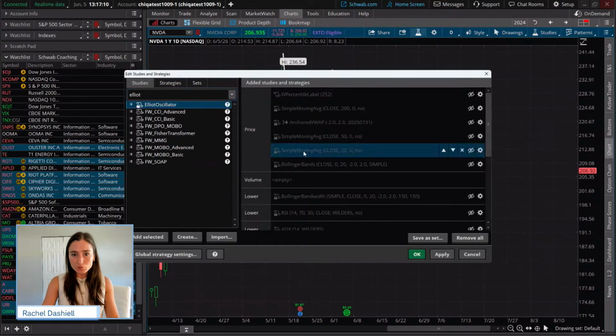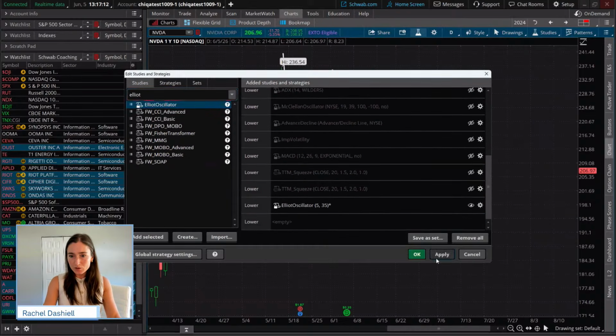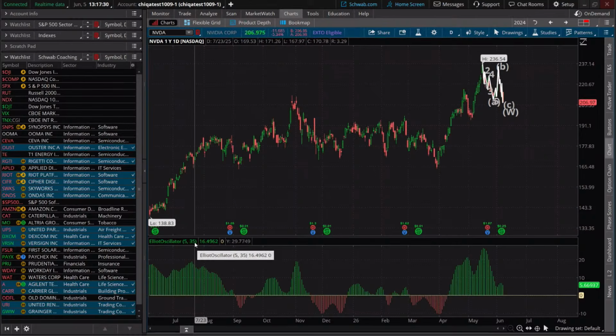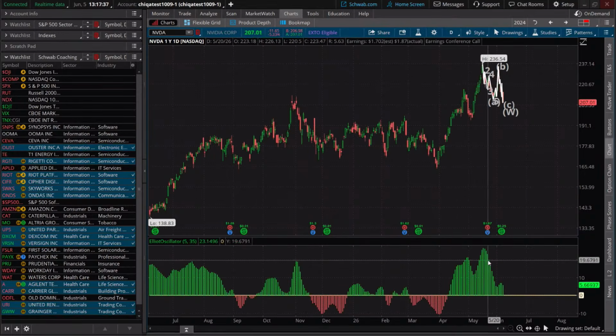So if you guys remember the rules with the Elliott oscillator that we talked about, this helps you identify the waves that you are currently in. Essentially this is calculating the difference between two moving averages, a 5-period moving average and a 35-period moving average. And we talked about how the highest and lowest values of the oscillator may indicate a bullish or bearish wave three.